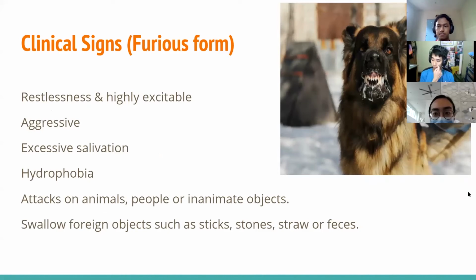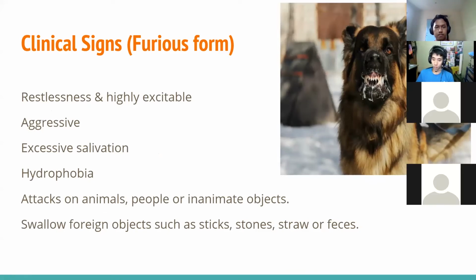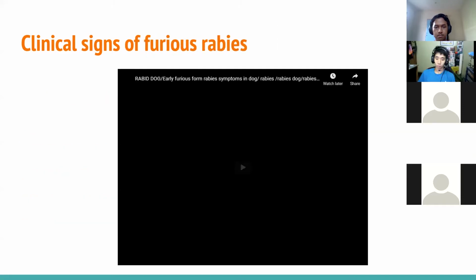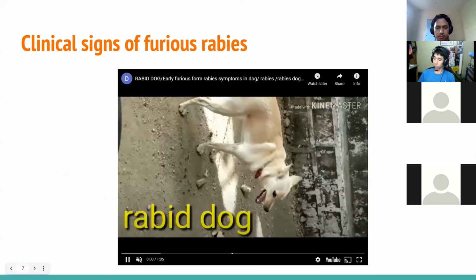Okay, next I will present the clinical signs of the furious form of rabies. The dog with rabies will be restless and also highly excitable. The dog will also become aggressive with excessive salivation. The dog will have hydrophobia, which is the inability to swallow water. They will also attack animals, people, or inanimate objects. For example, they will swallow foreign objects such as sticks, stones, straw, or feces. Then I will show a video of the clinical signs of furious rabies.